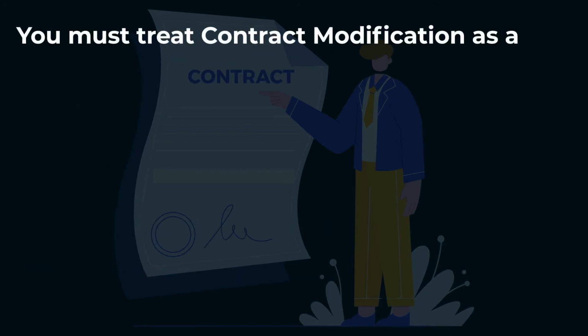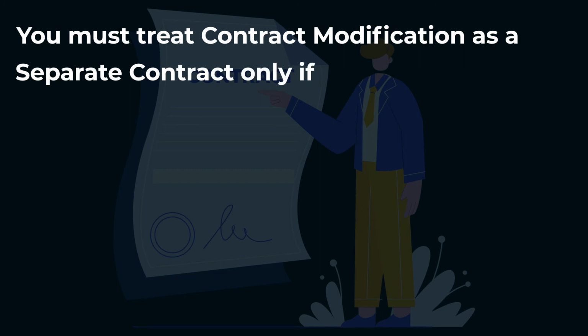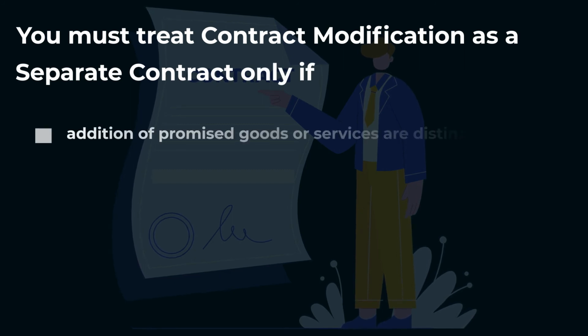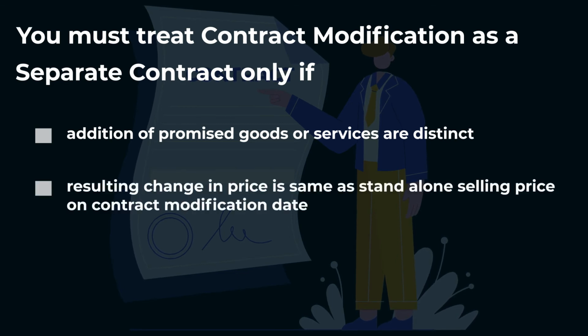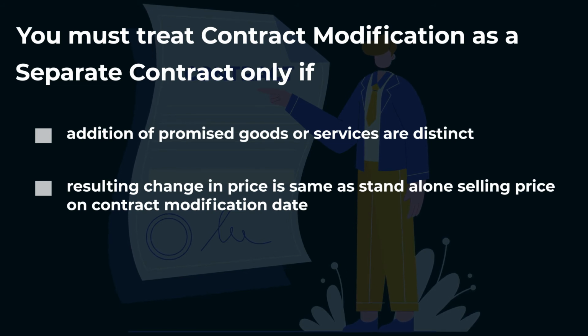A contract modification is accounted for as a separate and additional contract only if the addition of the promised goods or services is distinct, and the resulting change in price is the same as the standalone selling price of the additional goods and services at the date of contract modification. Again, careful consideration will be needed when determining the appropriate accounting approach in circumstances in which a contract is modified. Let us consider a few examples.